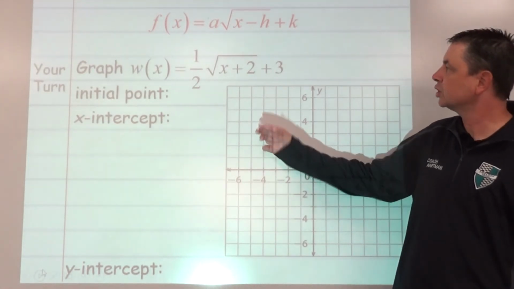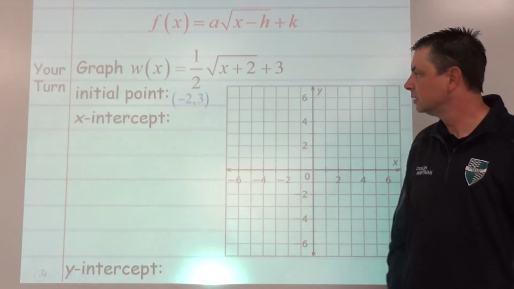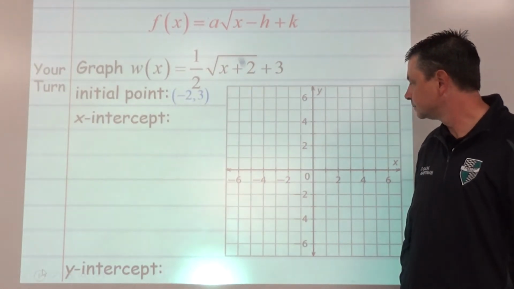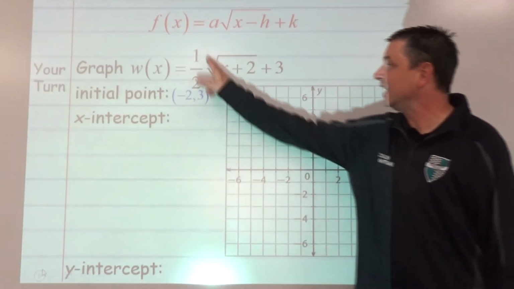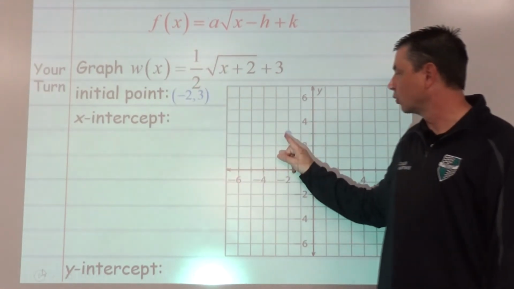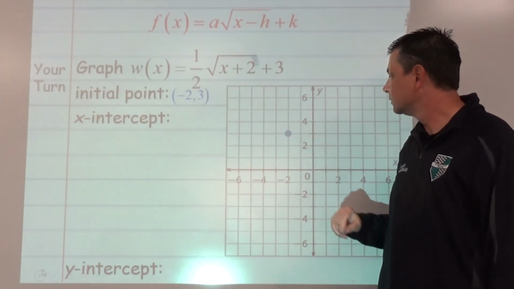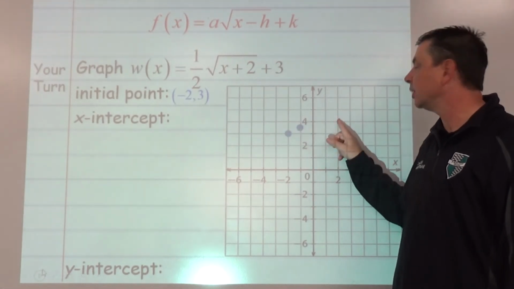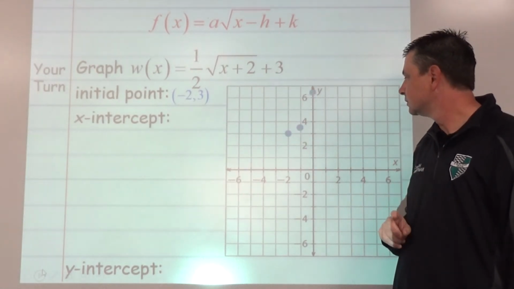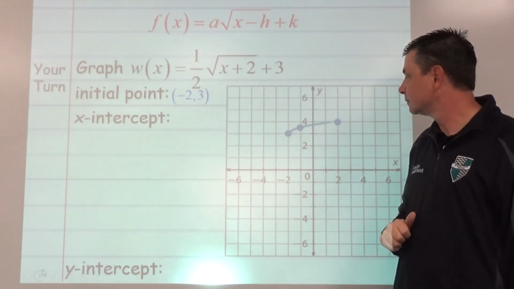All right, so our initial point is negative 2, 3. We will start there. And then our a value is 1/2, so we will go right 1 up 1/2. And then right 3 up 1/2. And we can draw the graph from there.